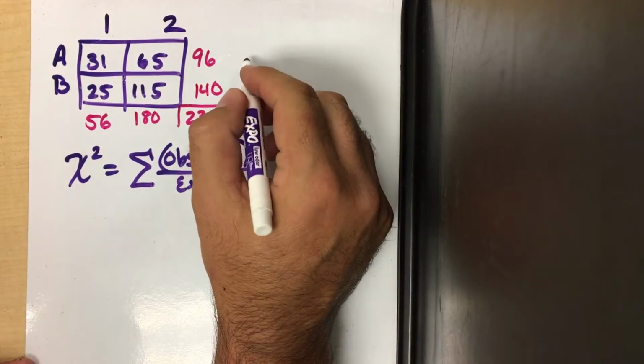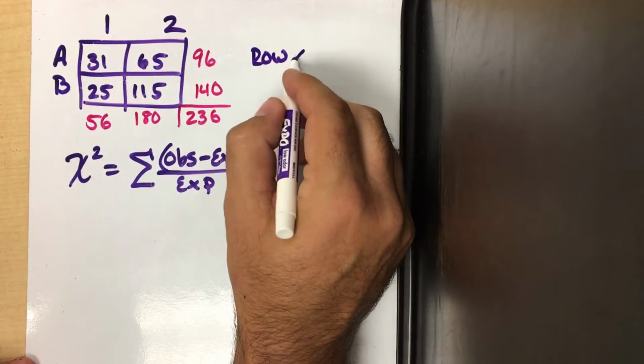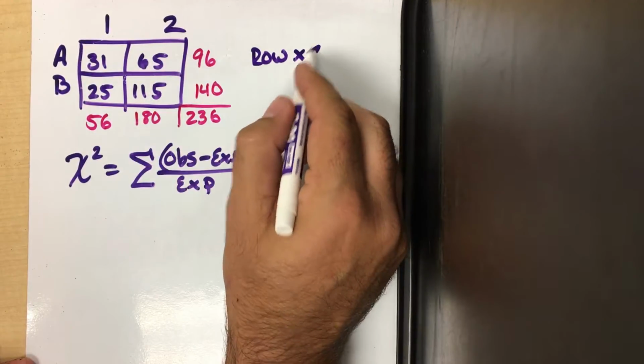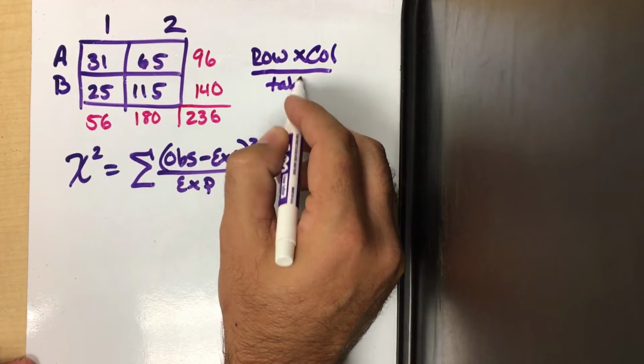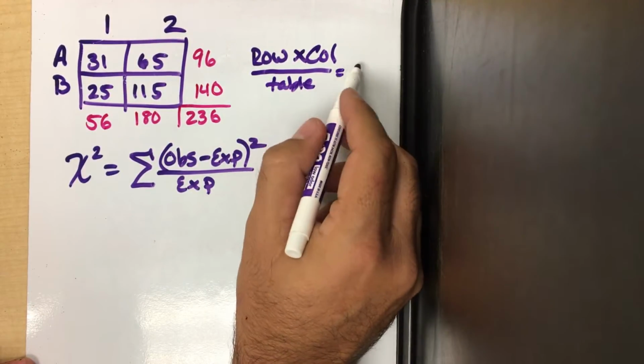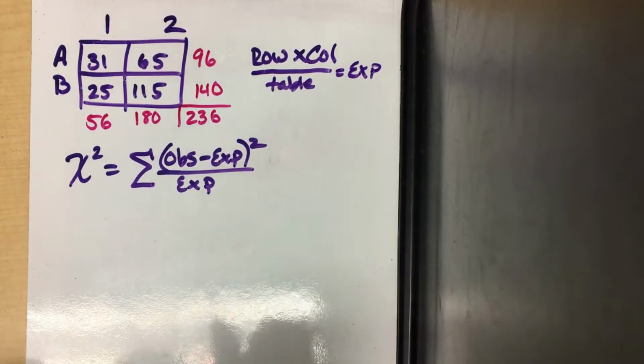So there's a formula. The formula says you take the row total of this matrix, you multiply it by the column total, and then divide it by the table total, and that gives you the expected count for the expected matrix. But let's talk about why that's true.